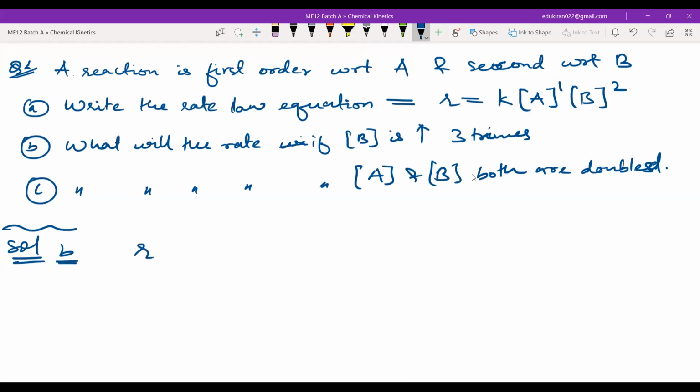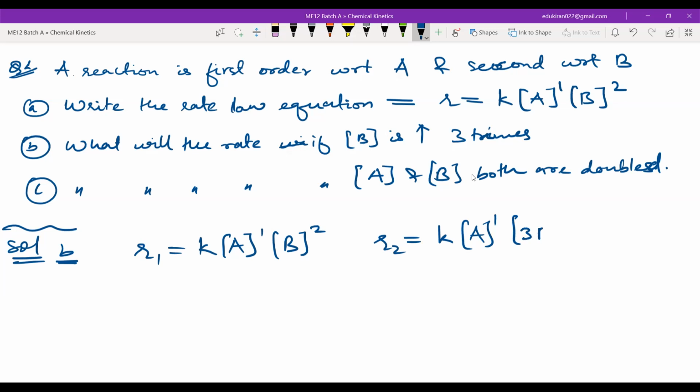For B, you have rate 1. Initially, the rate will be equal to K into the concentration of A to the power 1, B concentration to the power 2. Now R2, when we have changed the concentration, K will be K, we have not changed anything in A, so A will be A to the power 1, but B will become 3 times. So I will write 3B and 3B square. So this will be equal to K, the concentration of A to the power 1, and we will write here 9B square. It is 9, so 9 will become here.